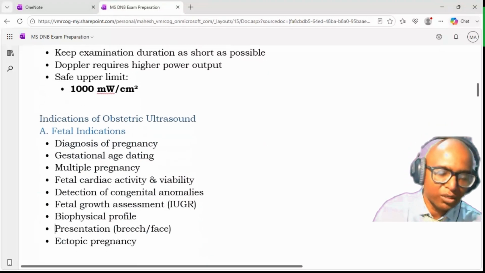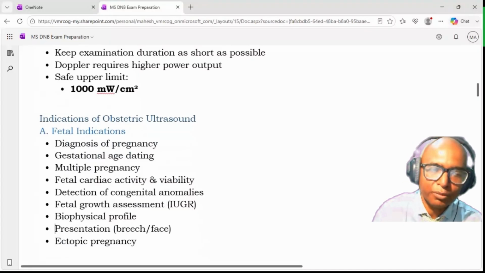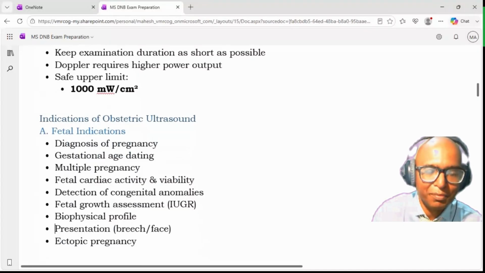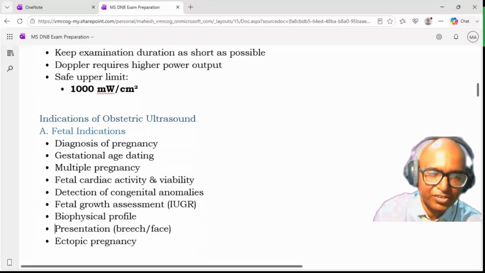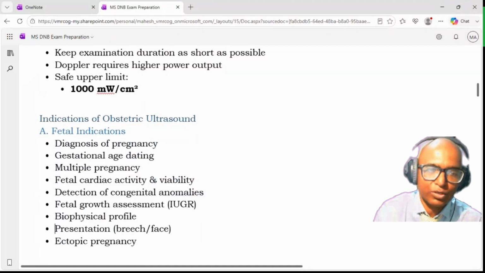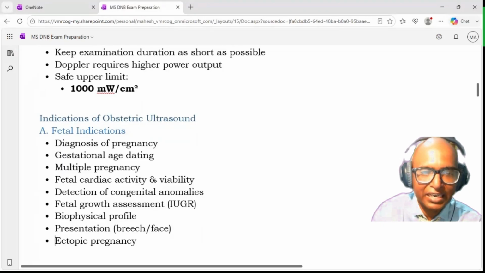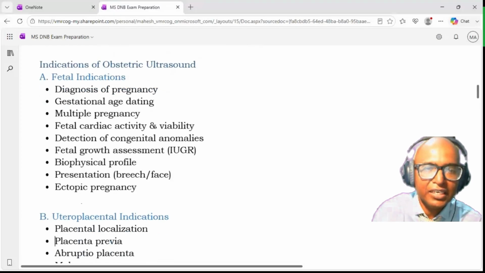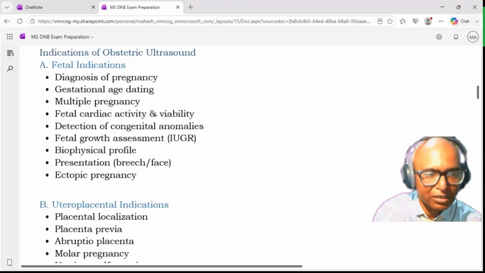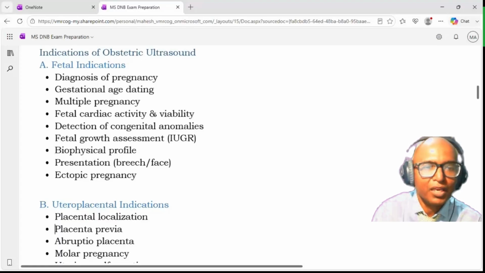Then indications of ultrasound, everyone knows well. I'm just going to enumerate. It may be fetal indication, maternal indication, fetal placental indication, or interventional indications. So fetal indications: diagnosis of pregnancy, gestational age dating, multiple pregnancy, fetal cardiac activity and viability, detection of congenital anomalies, fetal growth assessment, that is IUGR, biophysical profile, presentation, ectopic pregnancy.